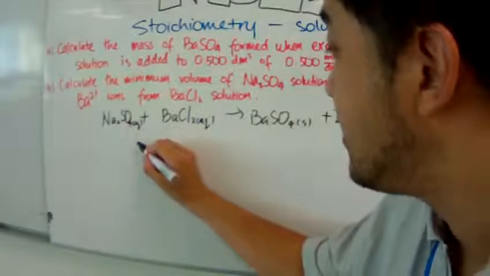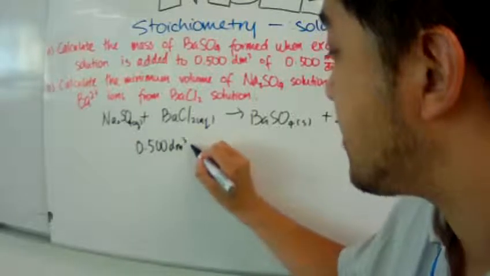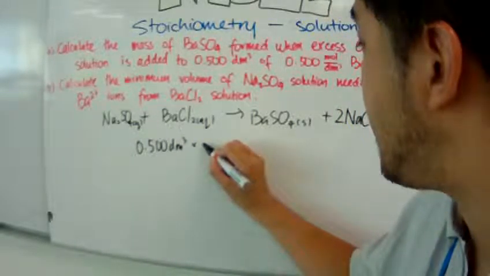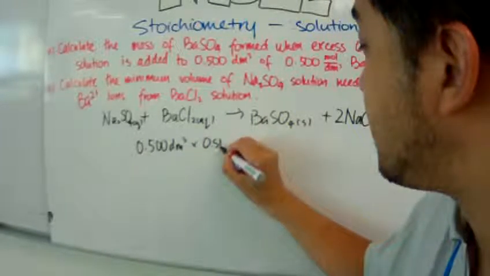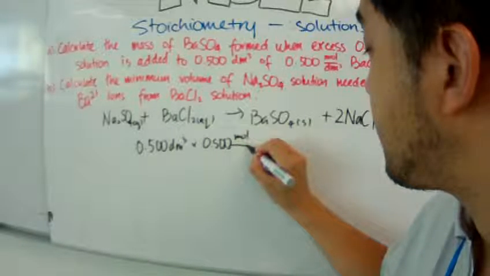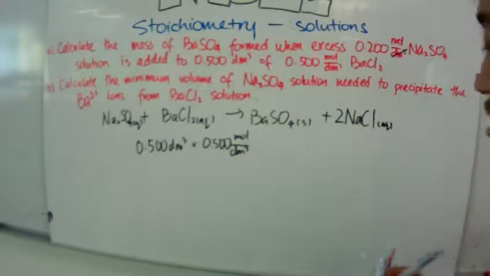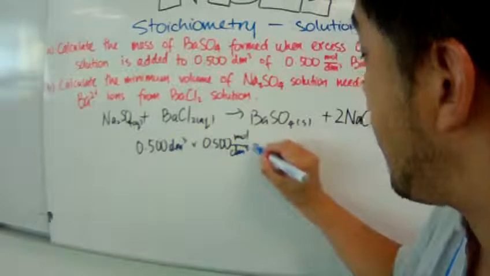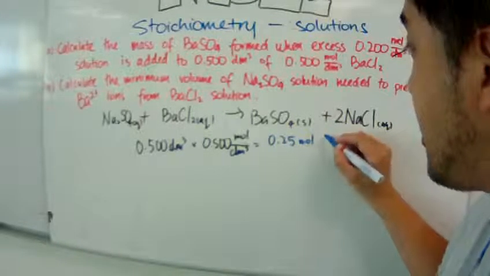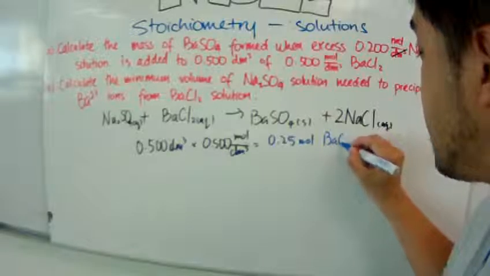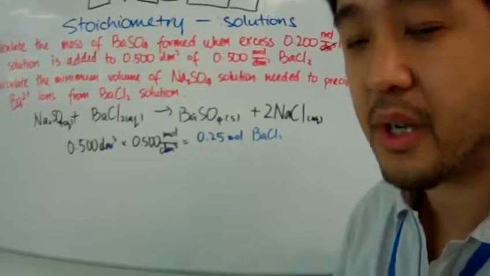Let's lower the camera. So I have 0.5 cubic decimeters multiplied by 0.5 moles per cubic decimeter. And what I did is I'm going to cancel out this unit, and I'll multiply it across, and I should get 0.25 moles of barium chloride. So this is the amount of barium chloride that I've used, okay?